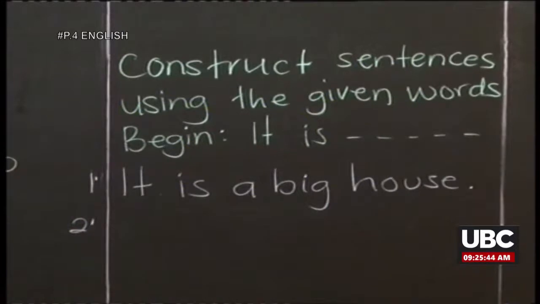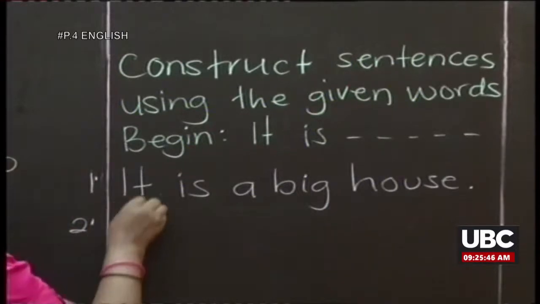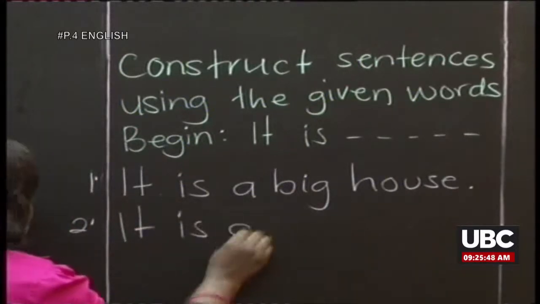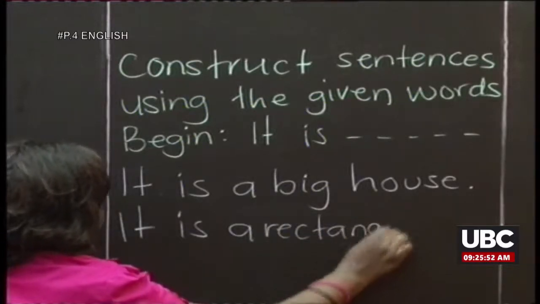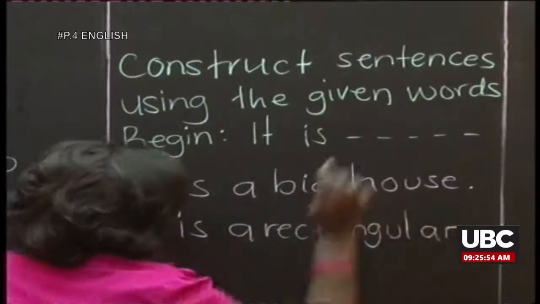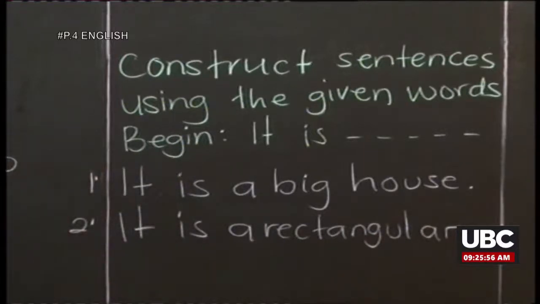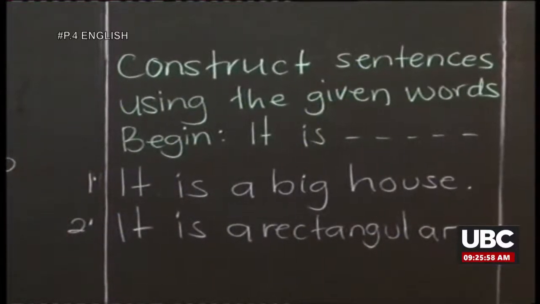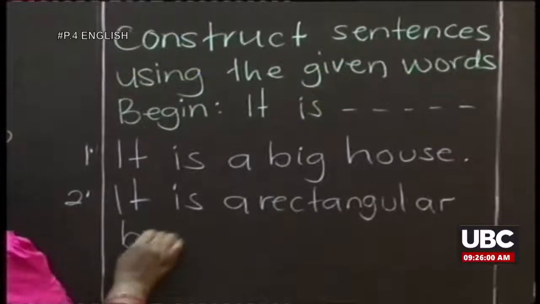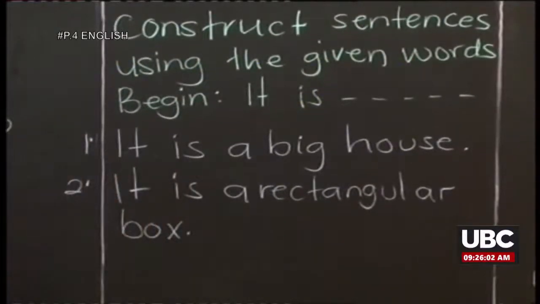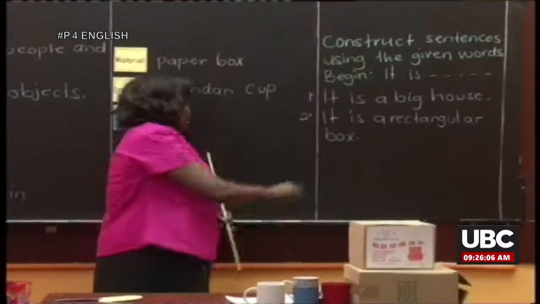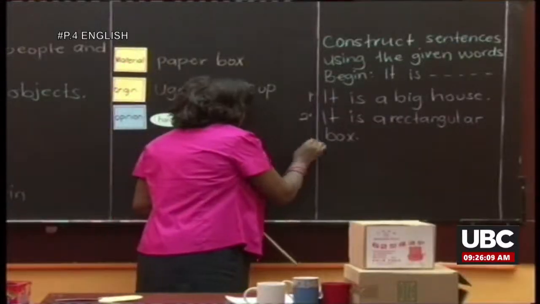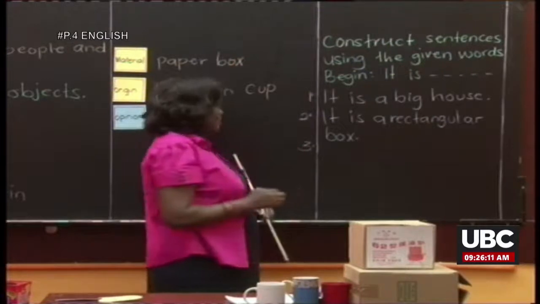Let's get our second sentence. Using the word rectangular. You say, it is rectangular. Anything here? Let's use the word box. We are describing this box following its shape. Let's get our third sentence. Somebody giving it to us.